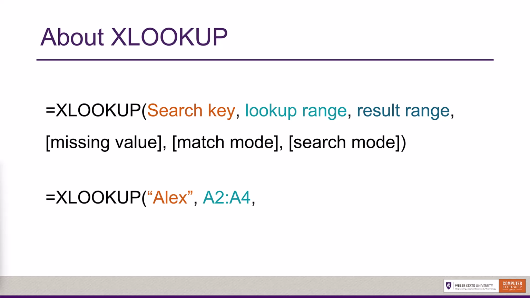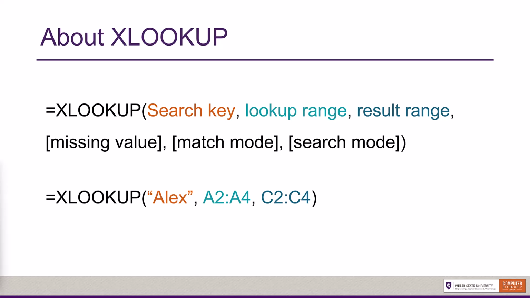The third argument is the result range. This is the column that the function will look at to find the result. In the example, it was the email column. This formula would give us Alex's email. With these 3 arguments, the function will work. The other arguments just augment how XLOOKUP works.